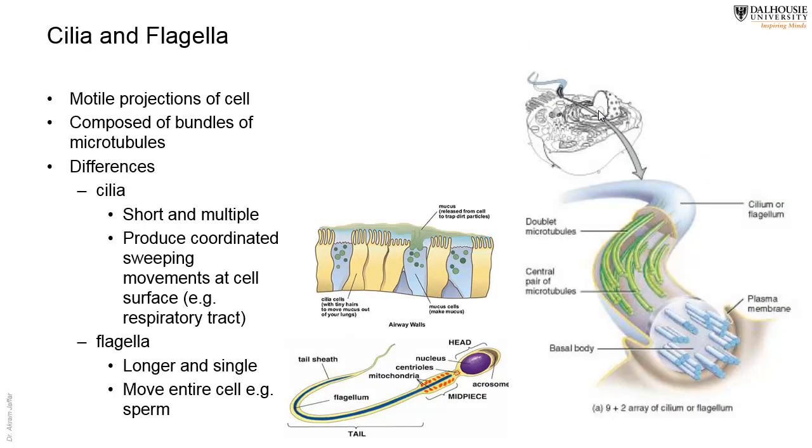I will skip the centrosome, but just give you the last few seconds on the cilia and flagella. These are, again, processes from the cell. Cilia are multiple and short. Flagella: we have only one type of cell in the body that has a flagellum, and that is the sperm. And these are motile. So they differ from the microvilli. The microvilli, which increase the surface area, are non-motile, but the cilia are motile. They form a sweeping movement, and the flagellum will cause motility of the entire cell, like the sperm.